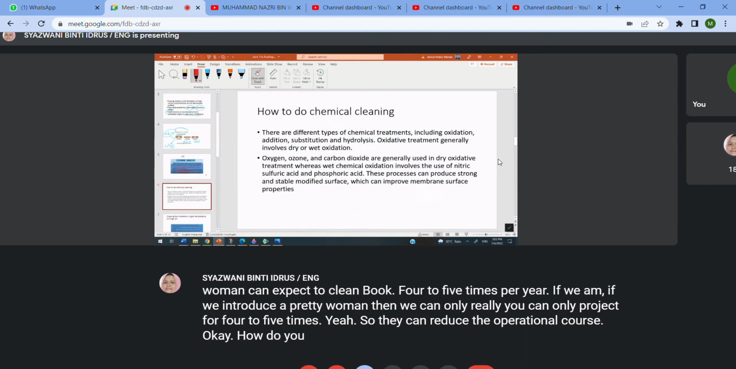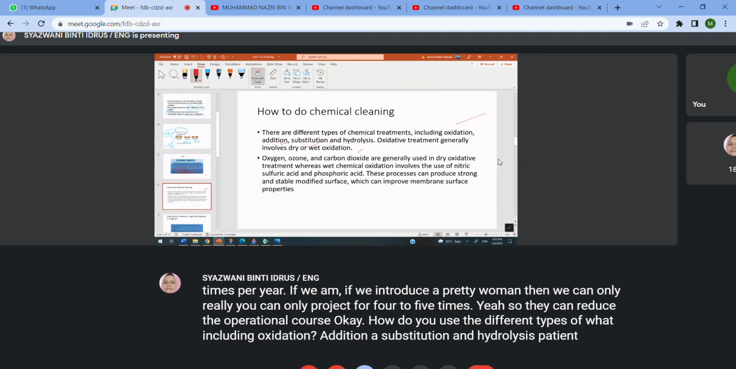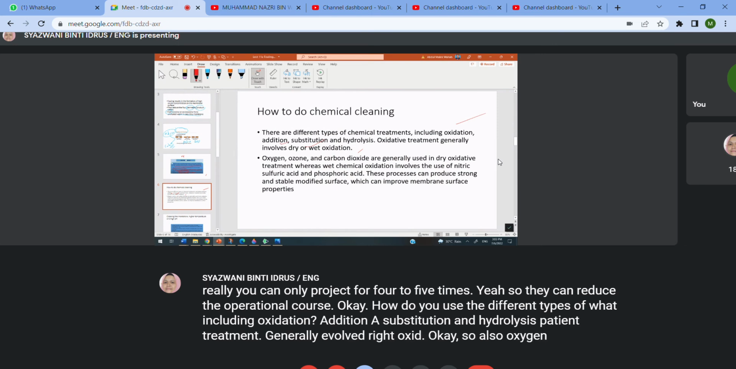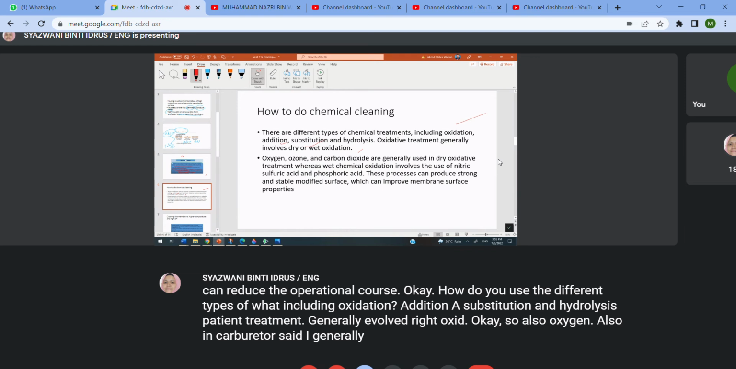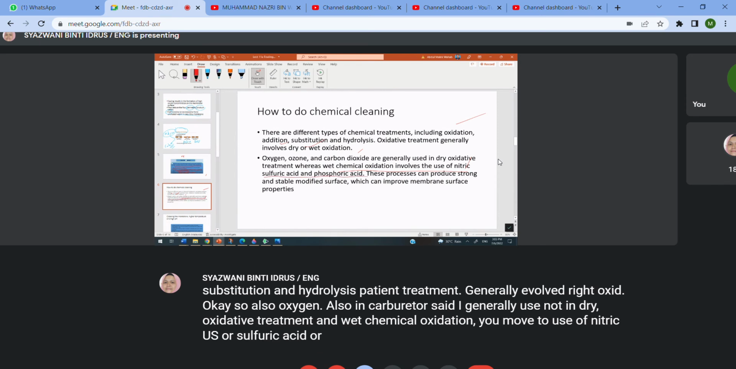There are a few methods that can be used. There are different types of chemical treatment, including oxidation, addition, substitution, and hydrolysis. So oxidation treatment generally involves dry or wet oxidation. Oxygen, ozone, and carbon dioxide are generally used in dry oxidative treatment, and wet chemical oxidation involves the use of nitric or sulfuric acid or phosphoric acid.